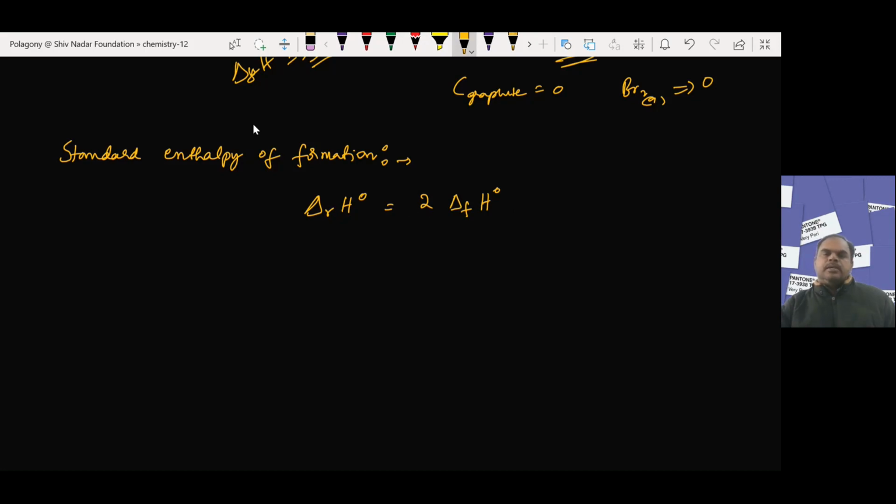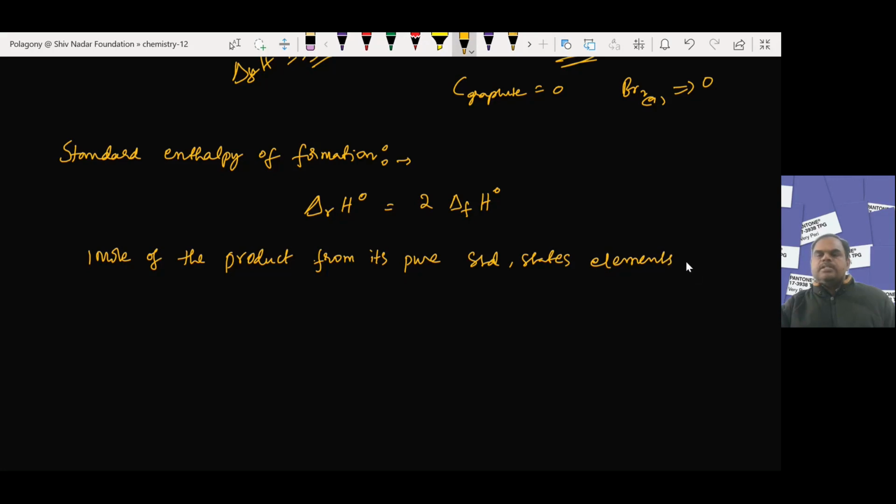What does the standard enthalpy of formation mean? In a chemical reaction, for the formation of 1 mole of the compound, or any product, from its pure standard states of elements, the enthalpy change is said to be the enthalpy of formation of the product.